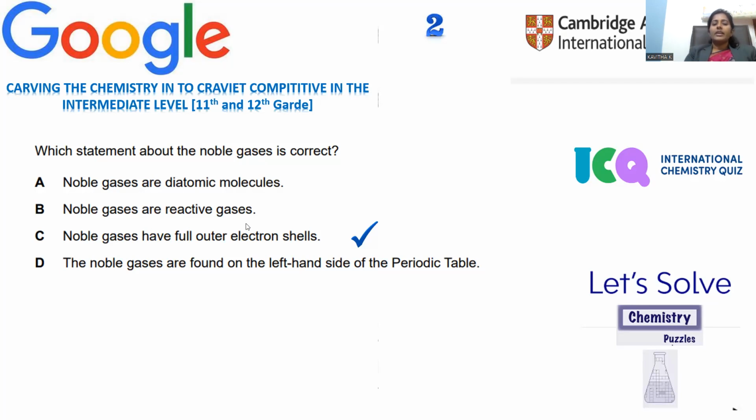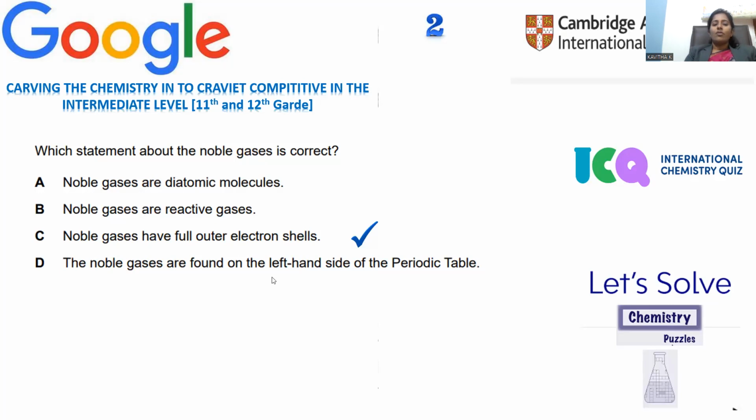Noble gases are reactive gases. Noble gases are always regarded as inert gases, so we can't say reactive gases. Noble gases have a full outer electronic shell. This is the correct one. A completely filled outer electronic shell is their strength.